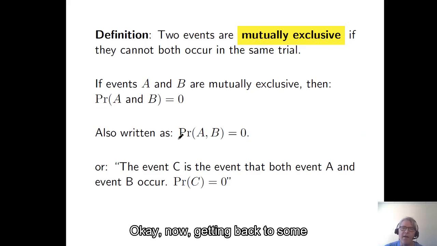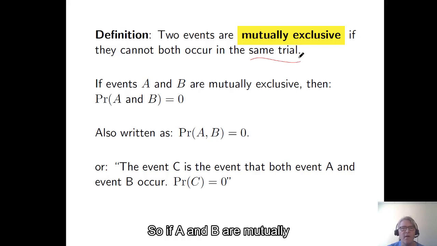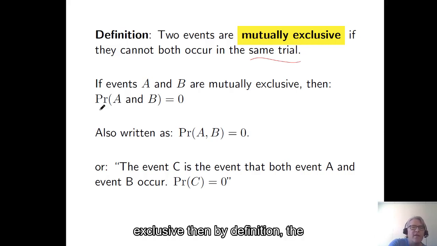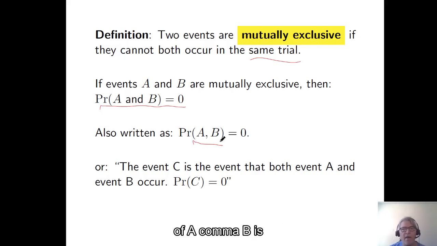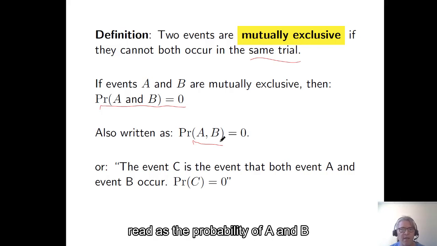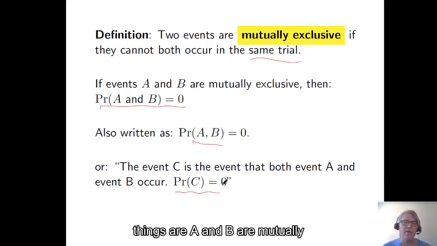Okay, now getting back to some definitions that are going to be crucial to understanding how to correctly apply the probability rules. We say that two events are mutually exclusive, they exclude one another, if they cannot both occur on the same trial. And it's really crucial to have this same-trial notion in your head here. So if A and B are mutually exclusive, then by definition the probability of them both happening on the same trial is 0. And we would denote that with either the and statement, or sometimes you'll see just a comma. The probability of A comma B is read as the probability of A and B. Or you can define a higher level event. You can say the event C is the event that both event A and event B occur, and that probability is 0.